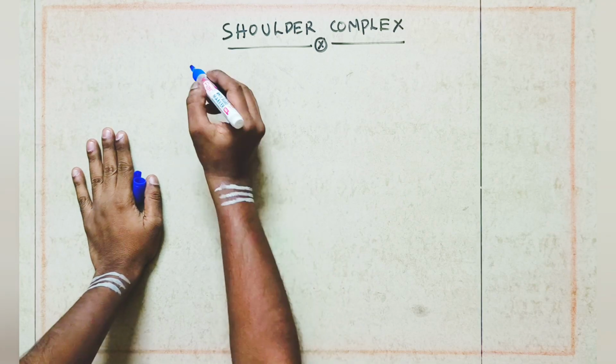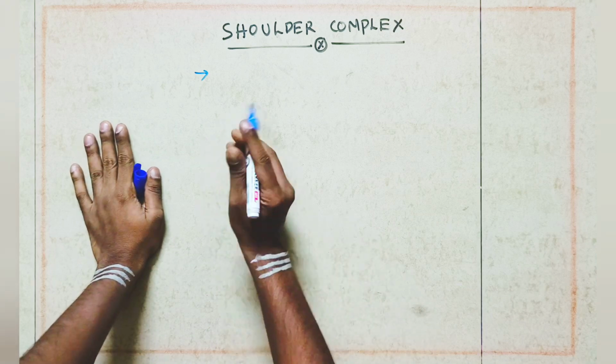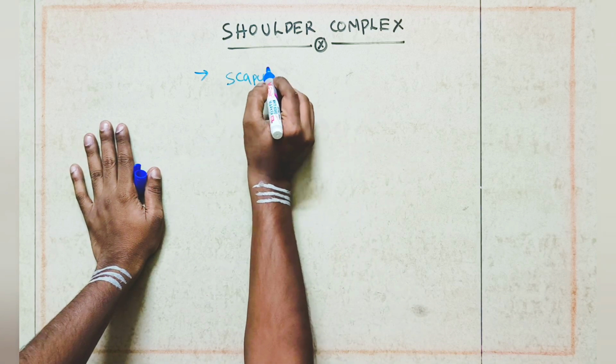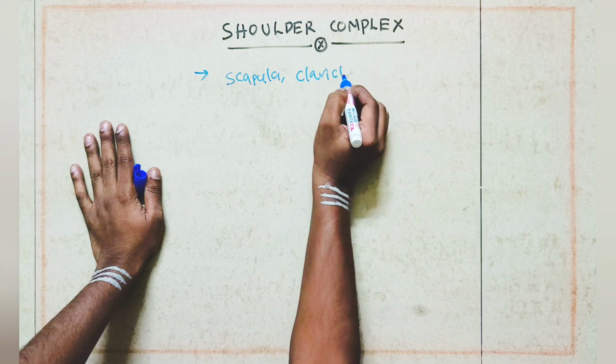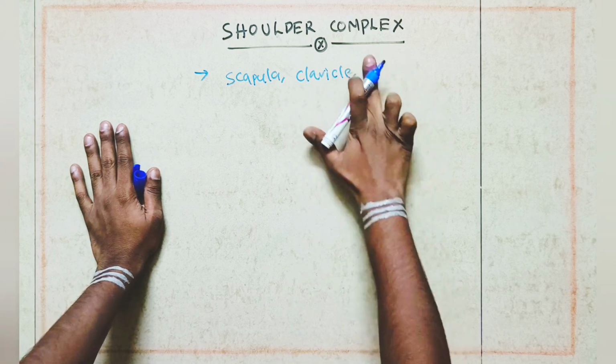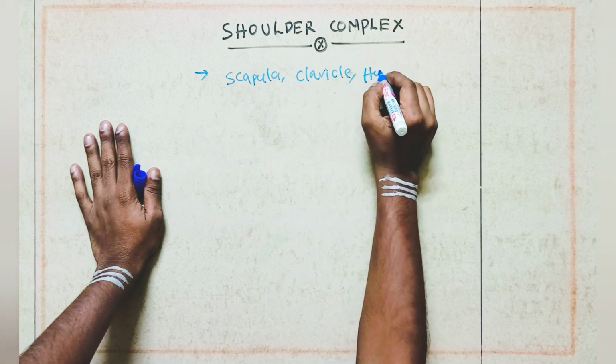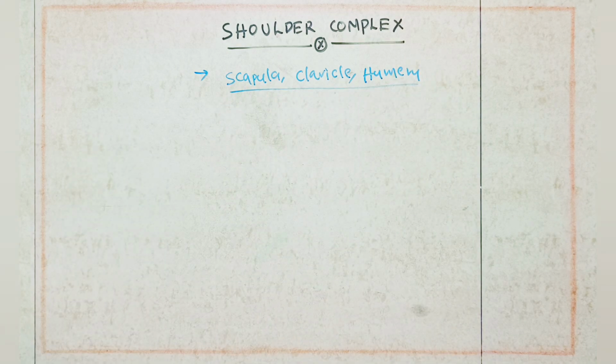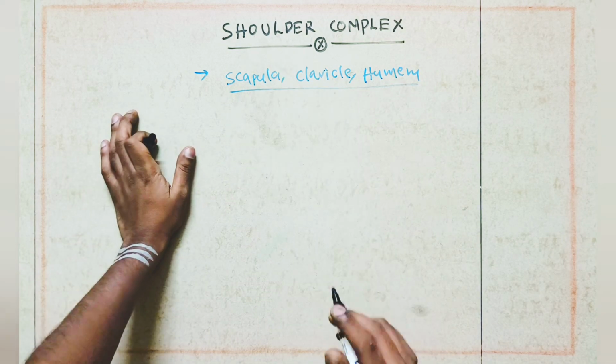The shoulder complex is formed by the bones scapula, clavicle and humerus. Sternum is also involved, but no need to dwell on it now. So these are the key structures, and because of these bones we get the shoulder complex.